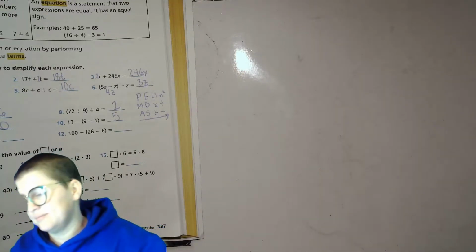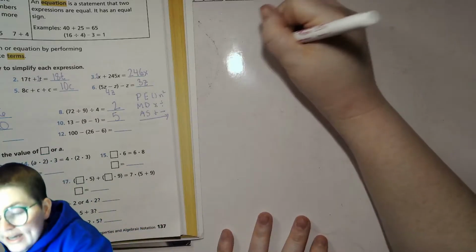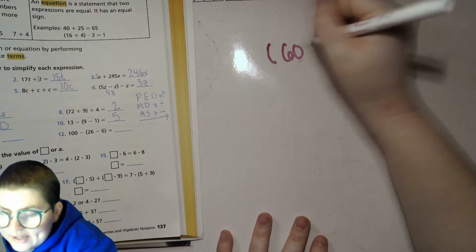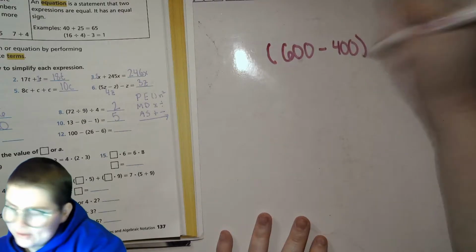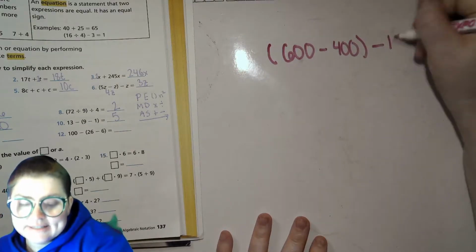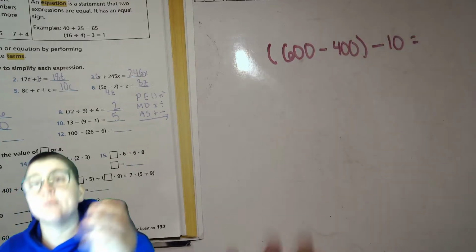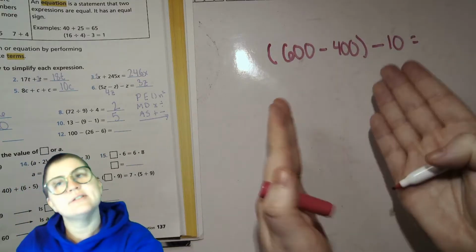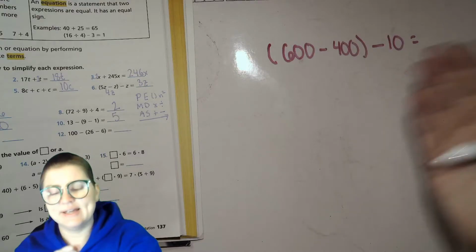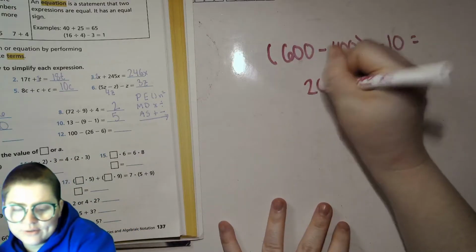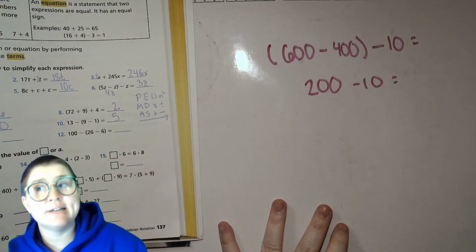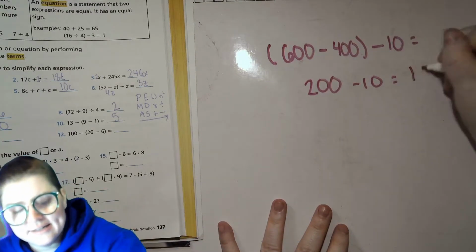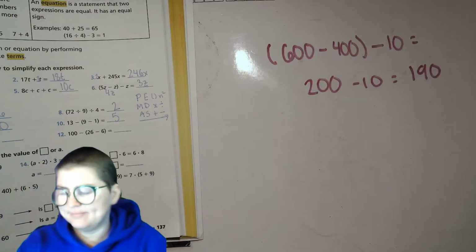Here we go. Number 11. If you feel brave, give it a shot. See if you can get it right. 600 minus 400, close parentheses, minus 10. So what do we do first? 600 minus 400, right? That's going to be 200. And then 200 minus 10, what's that? 190. Stop.